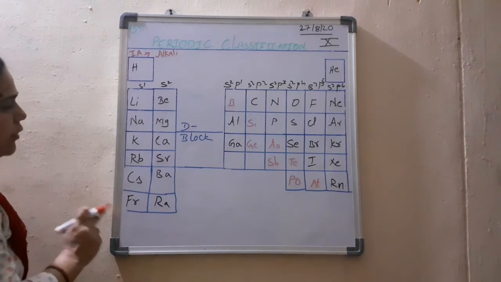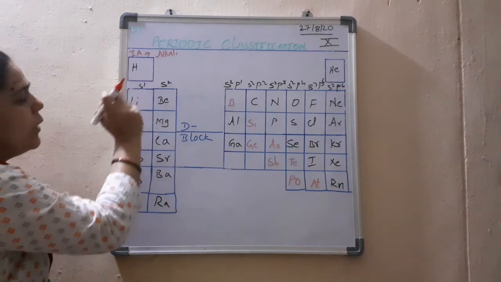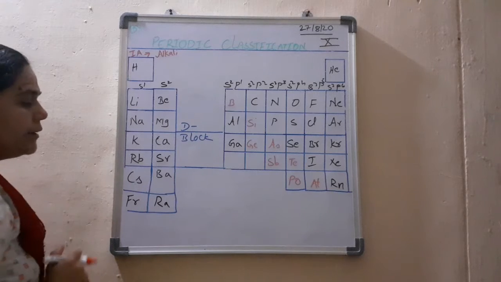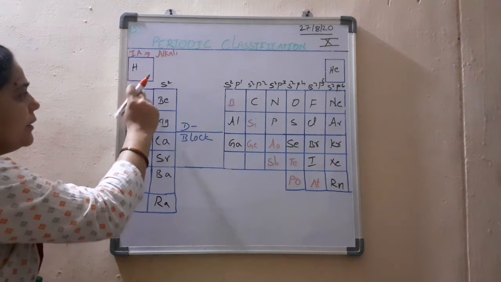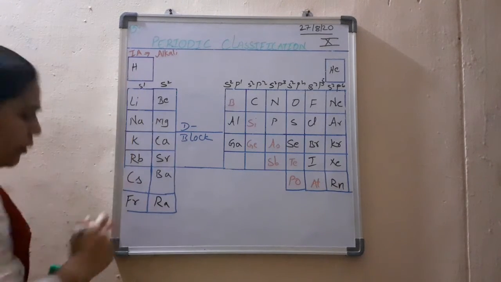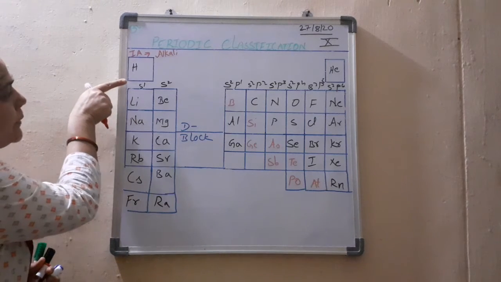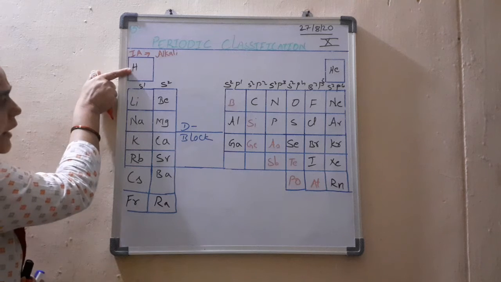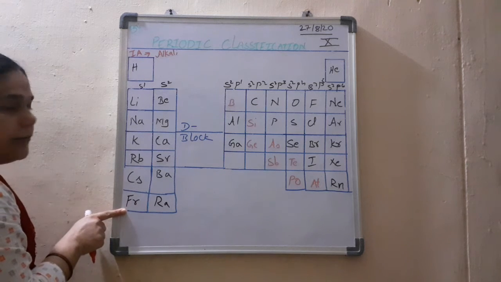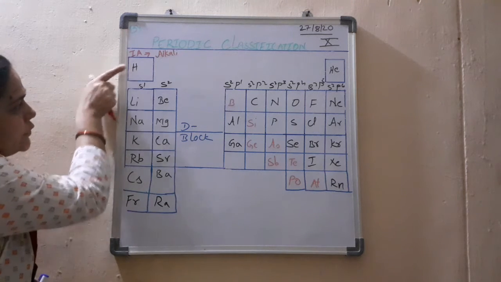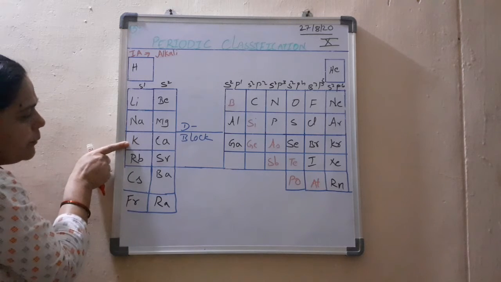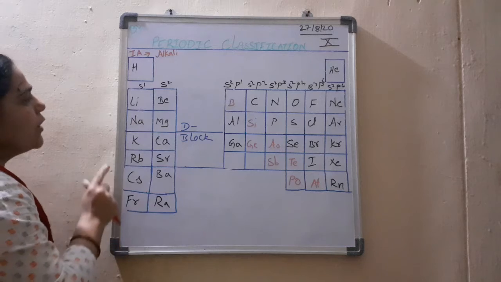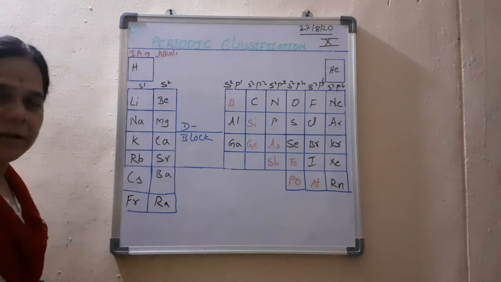Now, if we see the configuration, children, the valence configuration is s1. Hence, s1 is the common valence configuration for the elements of all the first group elements. It begins with hydrogen and ends with francium. So, hydrogen, lithium, sodium, potassium, rubidium, cesium, francium. These are called alkali group metals.